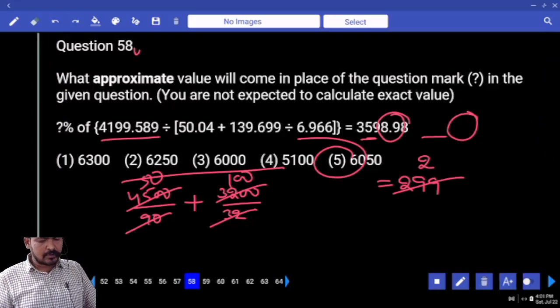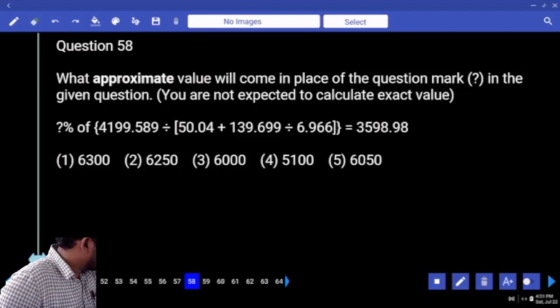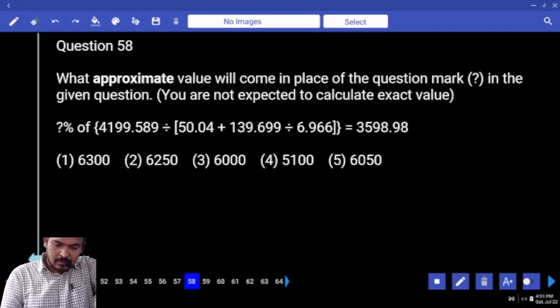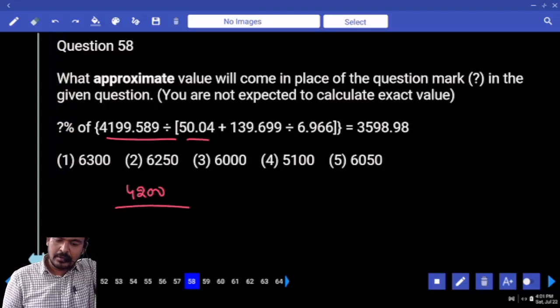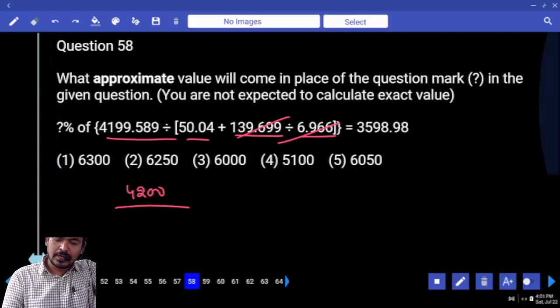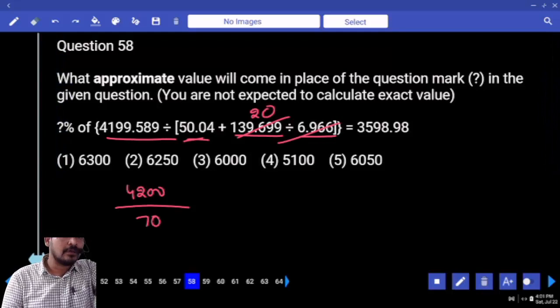Next question number 58. First priority, left hand side bracket value. First, what is the numerator value? 4200 divided by 50 plus 140 divided by 7. 7 how many times 140? 20 times. 50 plus 20, 70.